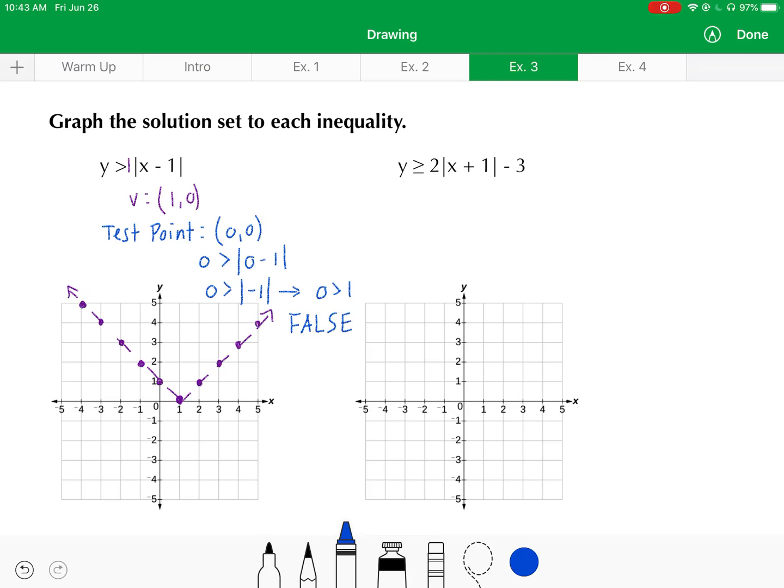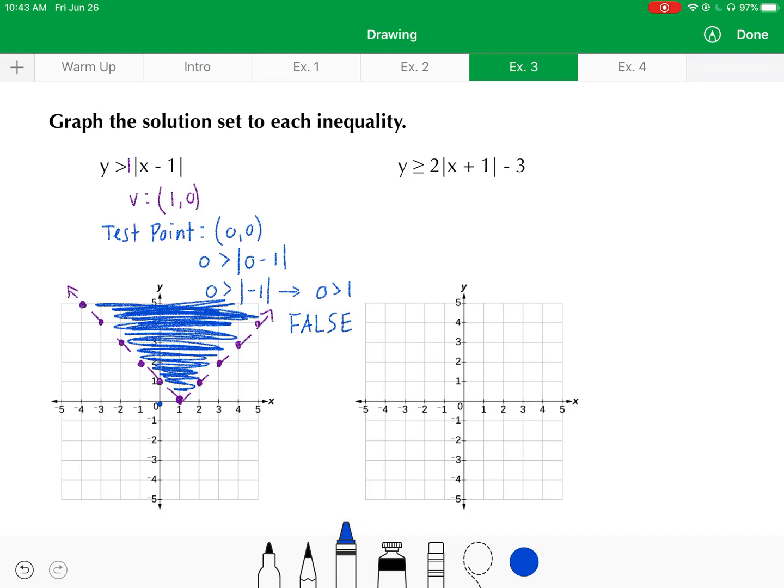So that's telling me that the origin is not part of the solution set. Well, the origin's down here below the V. So this is telling me I'll actually need to shade above or inside the V, however you want to describe it. So right here's my solution set. Any point in there will give me a true statement in the inequality.